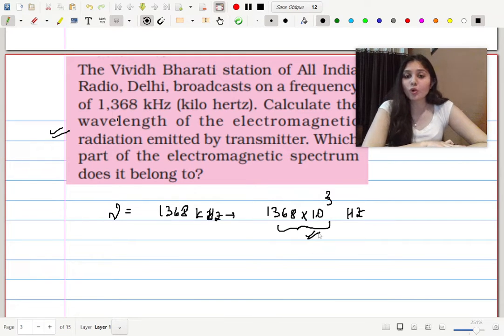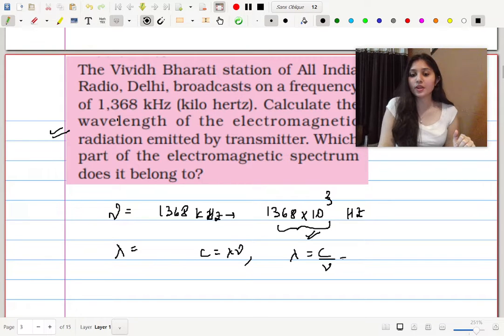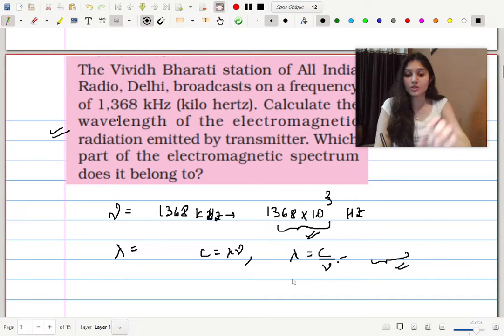Calculate the wavelength of electromagnetic radiation emitted by the transmitter. So we have to just find out the wavelength. Okay, so very simple, I guess. c is equal to lambda nu. Lambda is nothing but c by nu. Just put the values and you will be getting the answer in what? In meters. Okay, so I think you can easily do that and find the answer out.